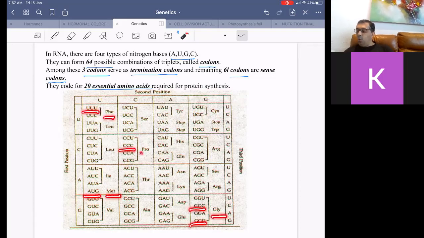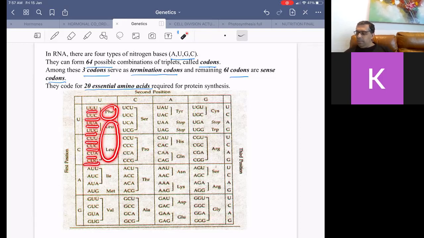CCC codes for proline. ये कुछ एग्जाम्पल हमने लिए थे. Now the entire code, UUU and UUC code for phenylalanine. UUA, UUG, and as a matter of fact, CUU, CUC, CUA, CUG all code for leucine. Similarly, AUU, AUC, AUA code for isoleucine. AUG codes for methionine. GU series codes for valine.